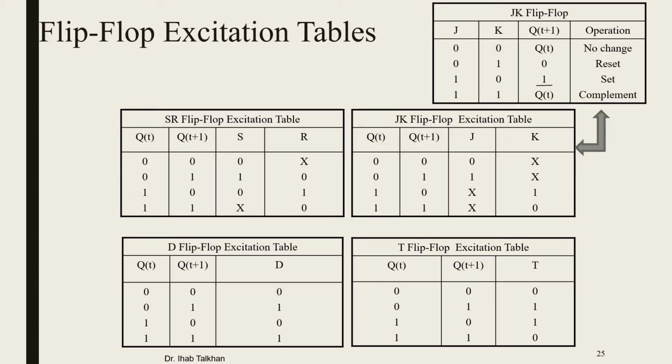We mentioned before the characteristic table for the flip-flops, where we have 4 flip-flops: JK, SR, T and D. If you know the values of JK, SR, T or D, you can predict the value of Q next, which is Q of t plus 1. I am giving you an example here on the left corner of the slide: the characteristic table of the JK flip-flop.